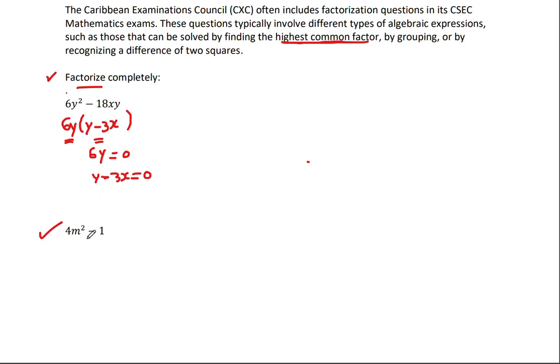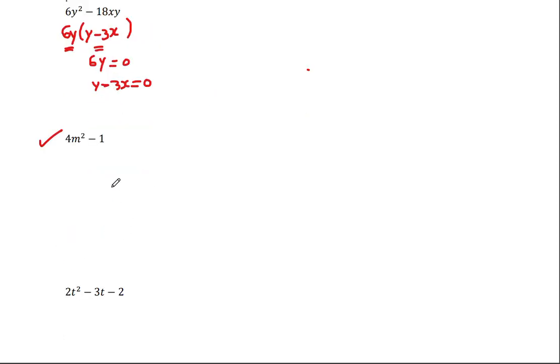In this particular scenario, we have 4m squared minus 1. And when you have a situation like this, you need to recognize that this represents a difference of two squares. A difference of two squares would normally be written like this: a plus b, bracket, a minus b. This is the general form for writing a difference of two squares.